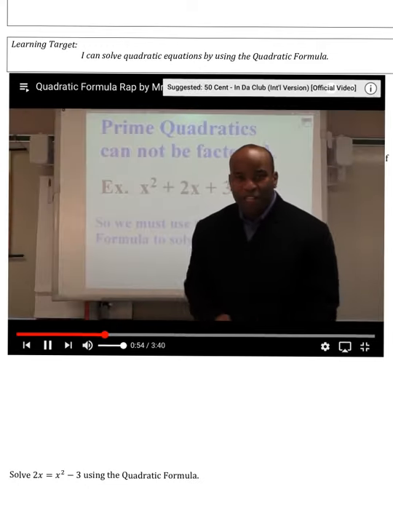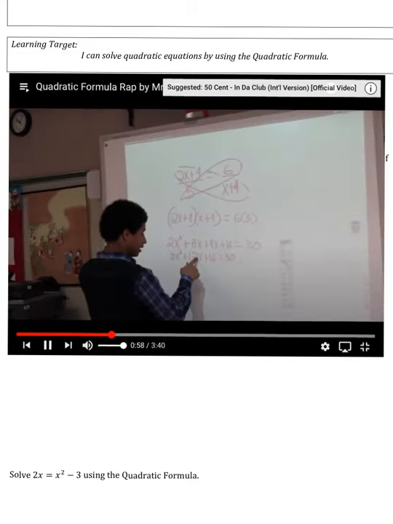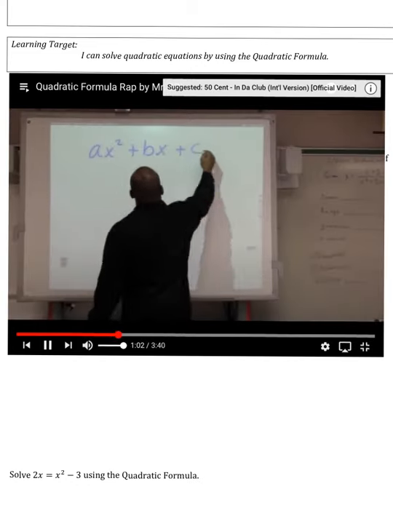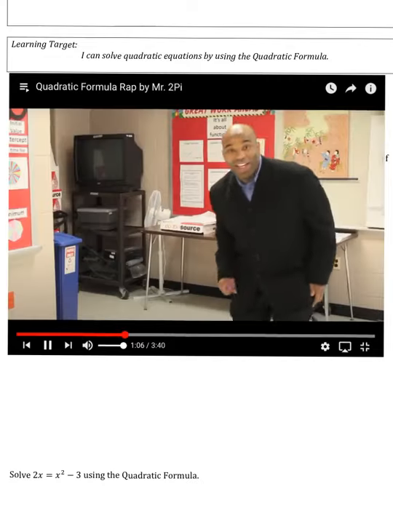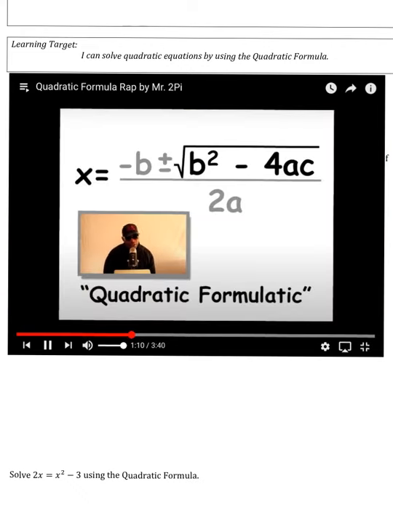The quadratic formula is the tool you use when those prime quadratics have you singing the blues. First, write your quadratic in standard form. Please be thorough. Ax squared plus bx plus c equals 0. Now, we're going to solve for x using our ABCs. So get those pencils in your hands and roll. You take the square root of b squared minus 4ac. Then you add it and subtract it with the opposite of b. Take the values you get, divide them by 2a. Now you're solving the quadratic formulatic way.